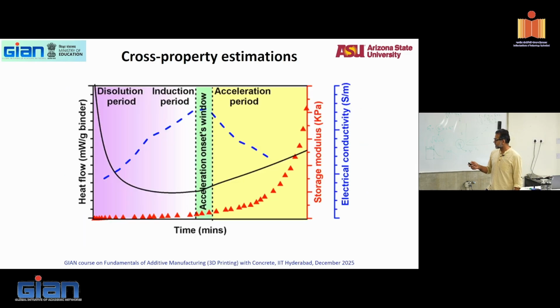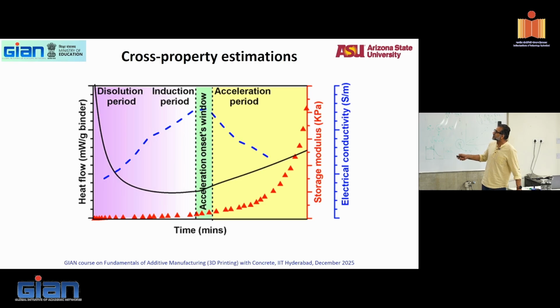So what happens? Here is how it is happening. This is just a schematic curve. That's your hydration curve. So the dissolution, induction period, and acceleration. So here is where acceleration starts. Here is your storage modulus evolution, almost nothing until acceleration starts. Remember, for storage modulus also, the network has to build up, acceleration has to happen. So that also happens in the acceleration range.